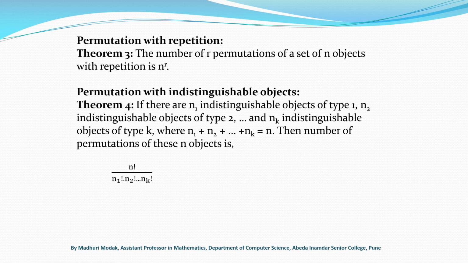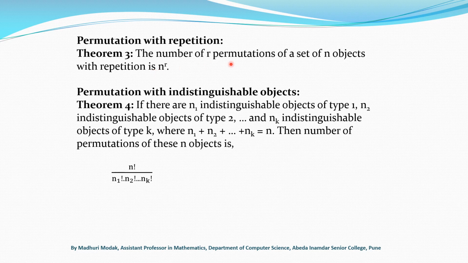Now, next is permutation with repetition. The number of R permutations of a set of n objects with repetition is n raised to R. So, this is nothing but there are total n objects available and we have to do the arrangements at R places only, but repetition of objects is allowed. At that time, each place can be filled in n ways and there are R places available. So by product rule, number of permutations is equal to n into n into n, R times, which is n raised to R.